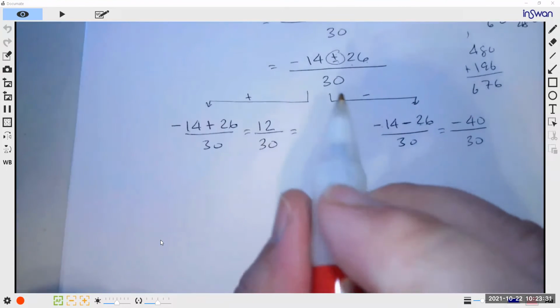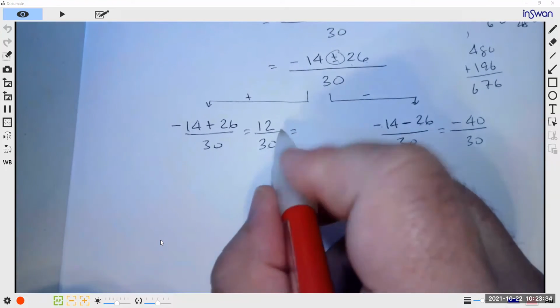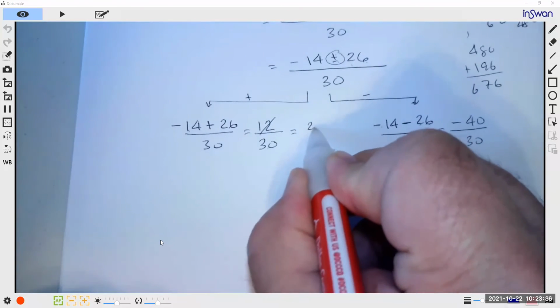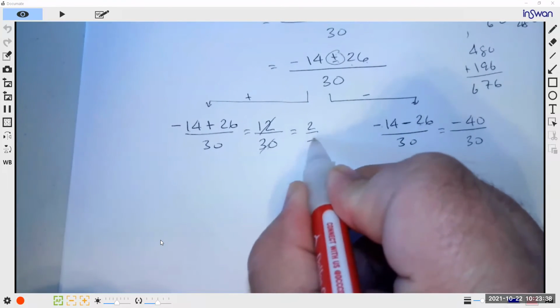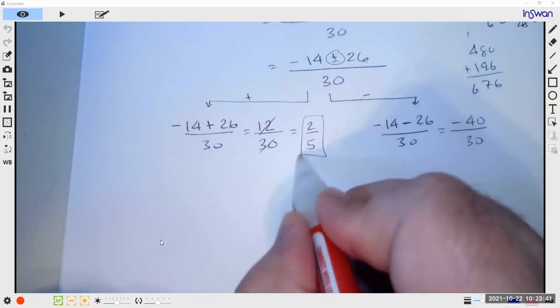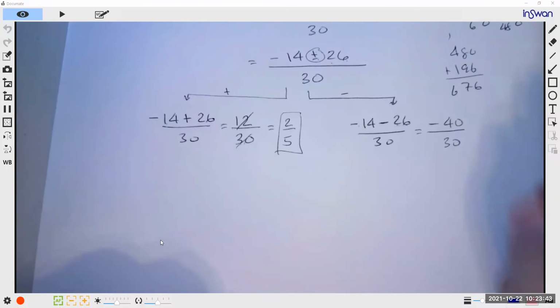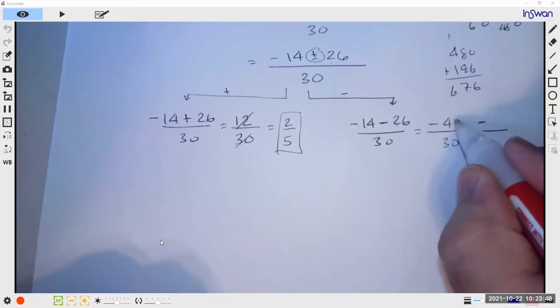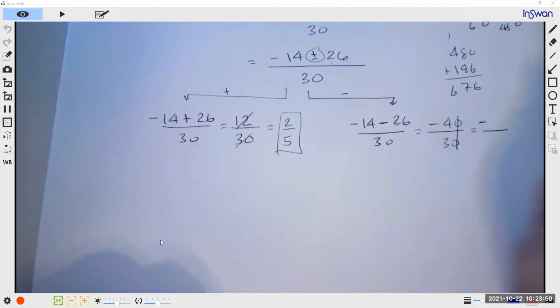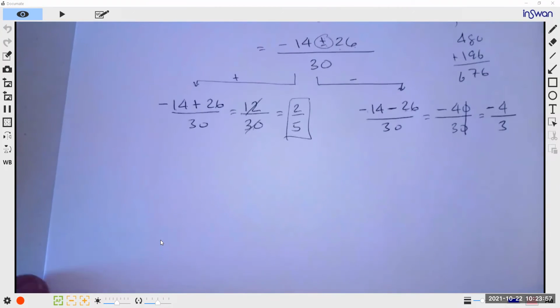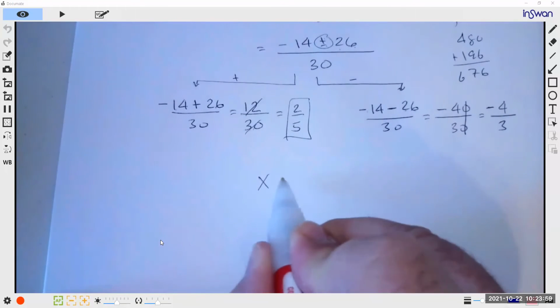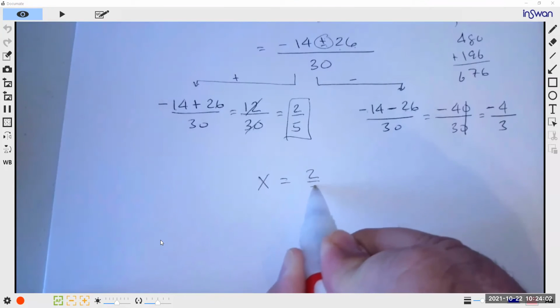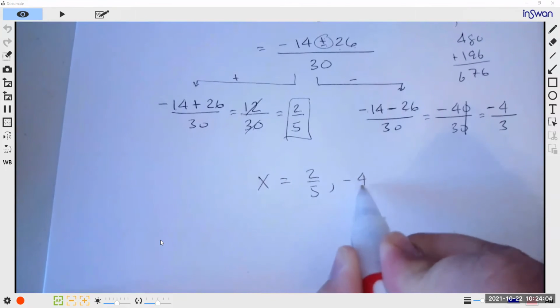And simplify. They both have a 6 in common. 6 goes into 12 twice. 6 goes into 30 5 times. So 2 over 5. The answer is going to be negative, so only one negative. So they both have a 10 in common. 4 over 3. Those are your two answers. So x is equal to 2 over 5, comma 4 over 3.